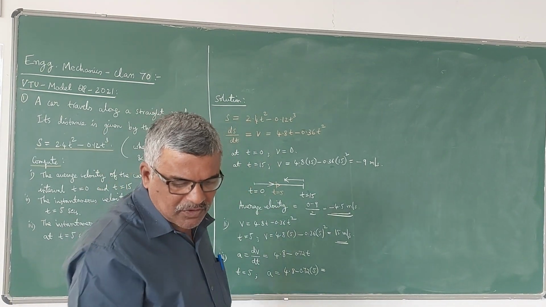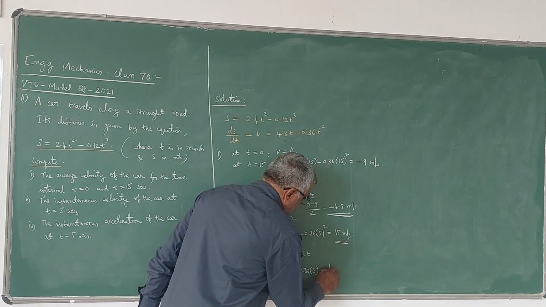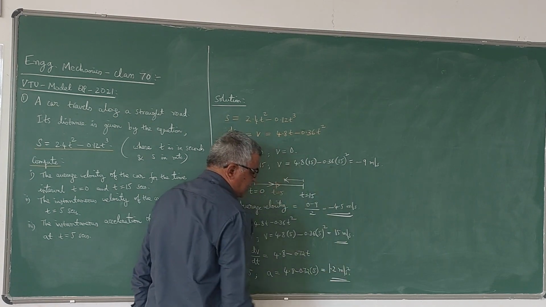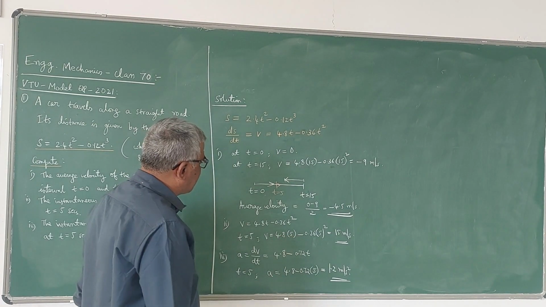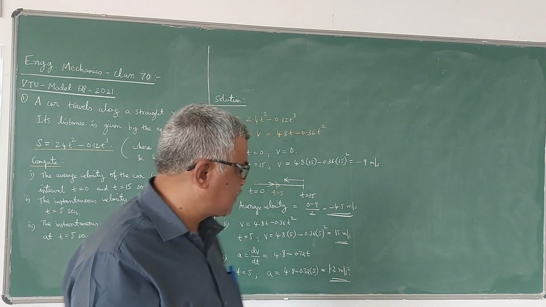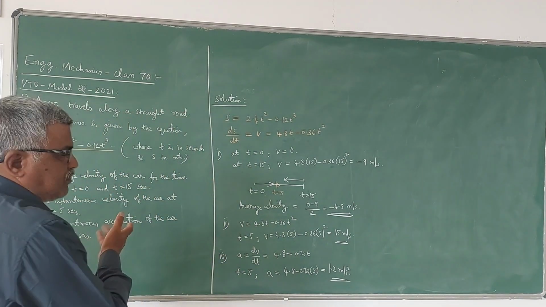If you simplify this, you will get 1.2 meter per second square. That is the unit of acceleration. That means positive acceleration means it is moving with increasing velocity with respect to time. So this is how, it is a simple problem.